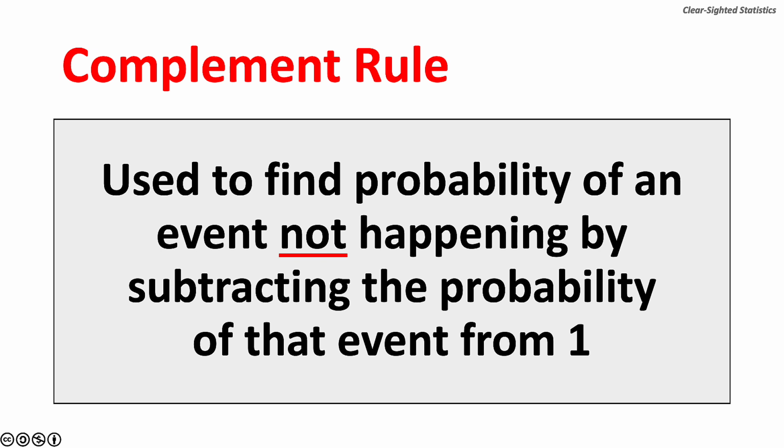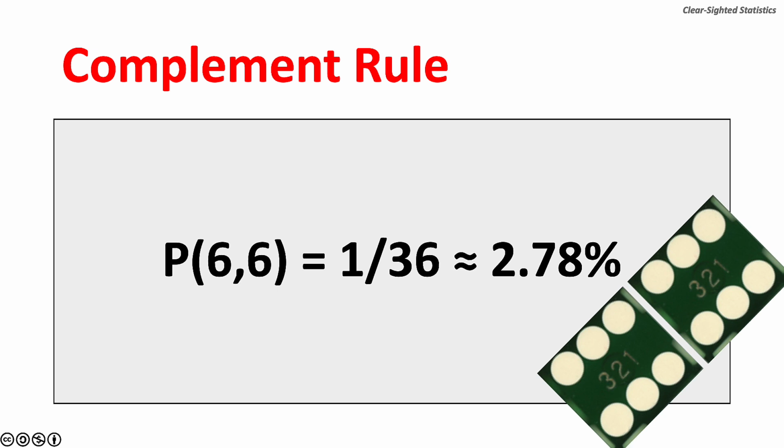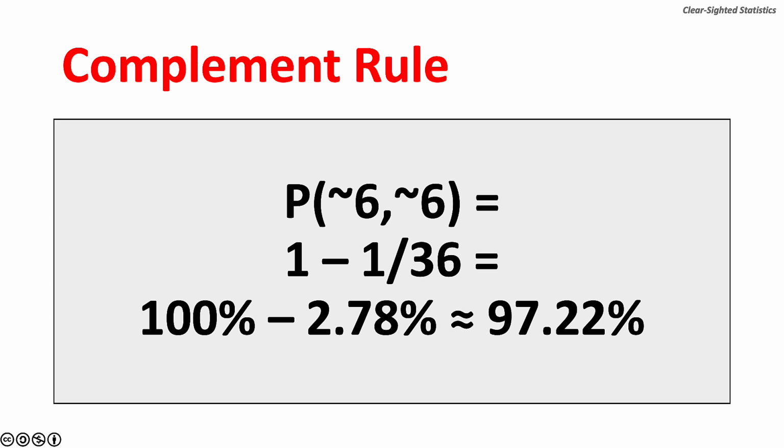There is also a fifth rule called the complement or subtraction rule. This rule is used to find the probability of an event not happening by subtracting the probability that the event will happen from 1. Here is an example. As you will recall, the probability of rolling a pair of dice and getting a double 6 is 1 over 36, or approximately 2.78%. The probability of not rolling a double 6 is 100% minus 2.78%, or approximately 97.22%. Please note, the tilde is used to symbolize not.